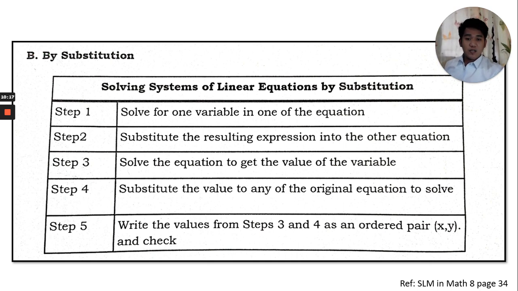Step 1, solve for one variable in one of the equations. Step 2, substitute the resulting expression into the other equation. Step 3, solve the equation to get the value of the variable. Step 4, substitute the value to any of the original equations to solve. Then step 5, write the values from step 3 and 4 as an ordered pair (x, y) and check. Okay? Let's have my own example.